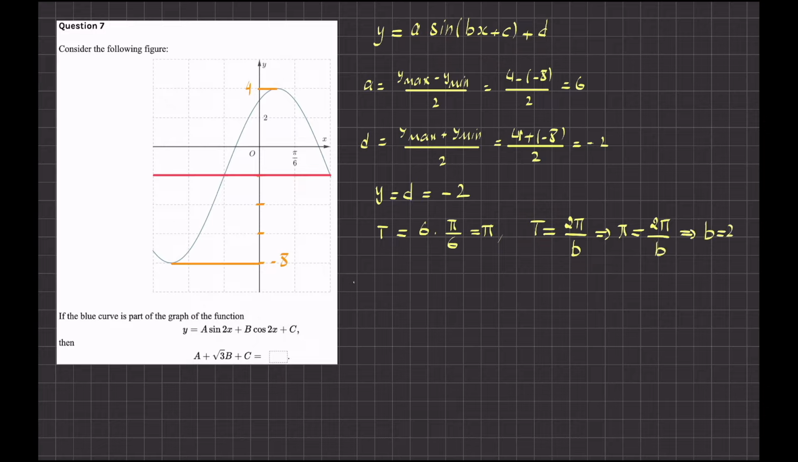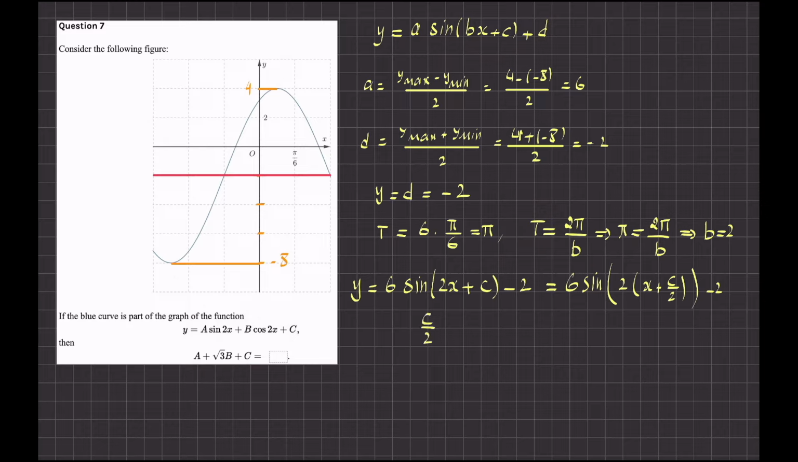So what do I have so far? y is equal to, instead of a I put 6, sine, instead of b I put 2, c is still not known, and then -2. But c is related to the horizontal shift, so before doing that you have to factor a 2 out, because shift is the amount which is added to x, not to 2x. And this is the case. So the amount of shift is c over 2.